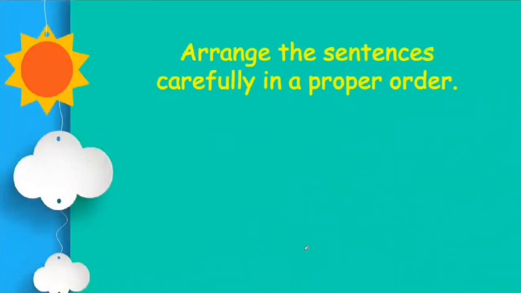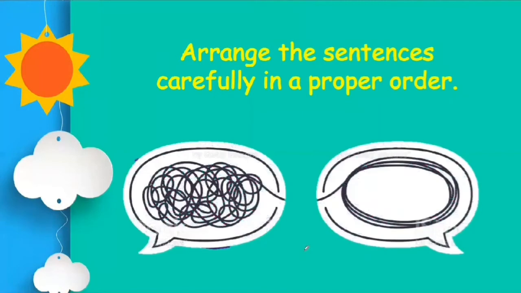After doing that, what you have to do, you have to arrange the sentences carefully in proper order. For example, if I ask you to write about yourself, so would it look good if you write your name in the end of that composition? No, right? What you have to do, first of all, you have to introduce yourself with your name and then you will write the other things.